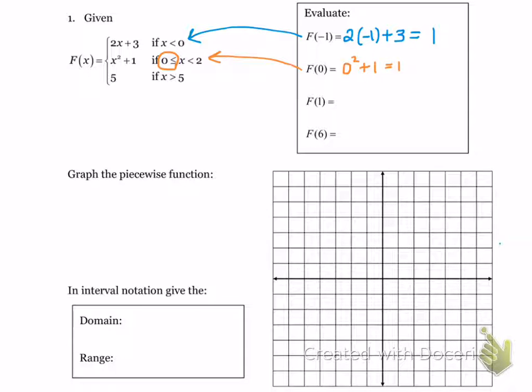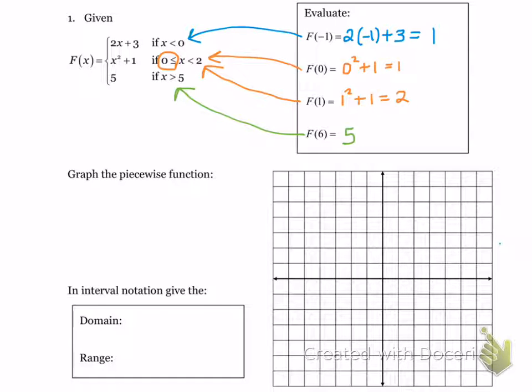F of 1, x is 1, which also falls into that middle category. So now we have 1 squared plus 1 equals 2. And then that last one, f of 6, is greater than 5, and there's no x to plug it in for because it's a constant function, so all the values for y are going to be 5. So now let's graph.